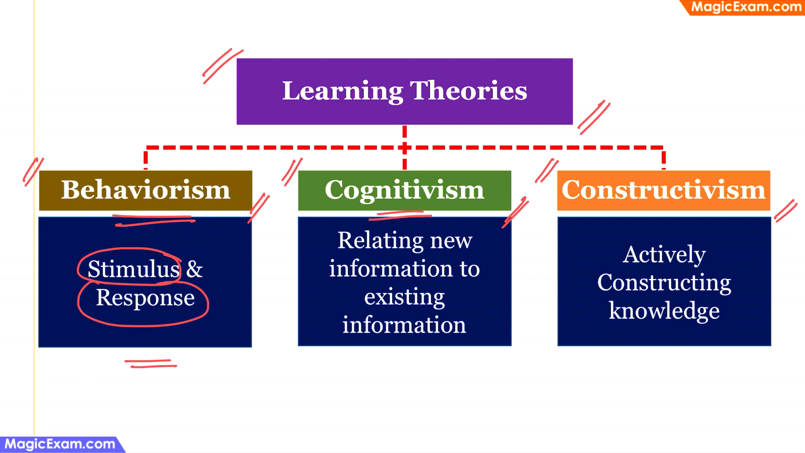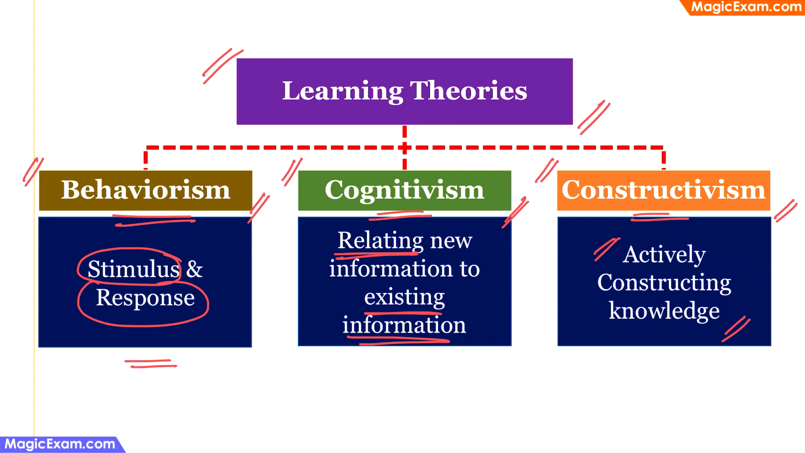Cognitivism is a theory which is based on the concept that human beings can receive different bits of information at different points in time, and they will relate the new information to the existing information that they already have in their brain and process it into knowledge. That is, if a child receives some new information in grade 4, then the child will connect it to the information that he has received in grade 3, put these two pieces together and convert it into knowledge in his brain. And constructivism is a theory which says that human beings will actively construct knowledge in their brain.